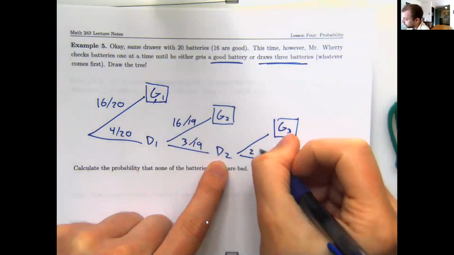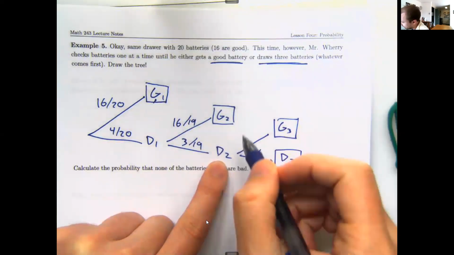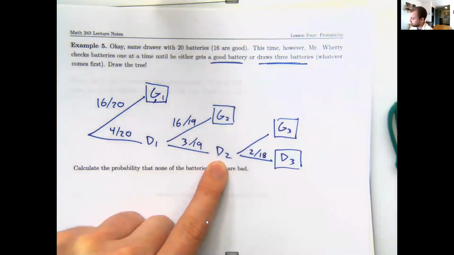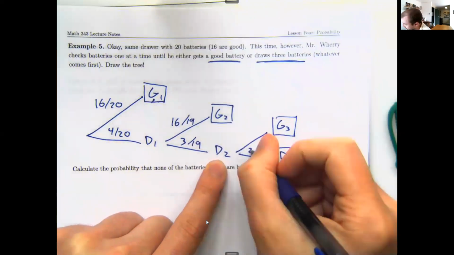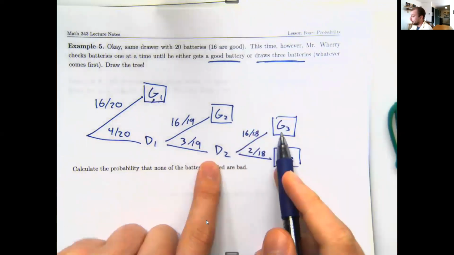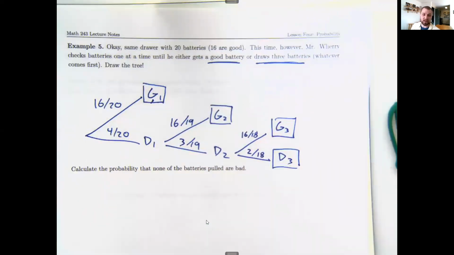If I start out with 20 and I've taken away 2 batteries, I'm down to 18. Sets of branches always add up to 100%, so if I have 2 out of 18, this should be a 16 out of 18. But this also makes sense because I still have all of those 16 good batteries. I've not touched them yet.